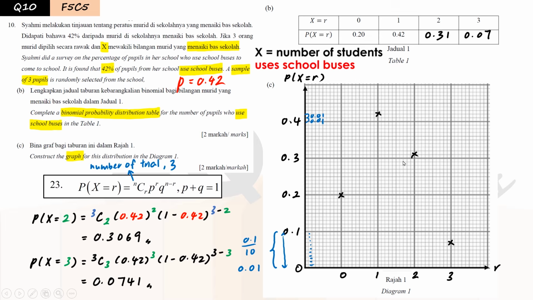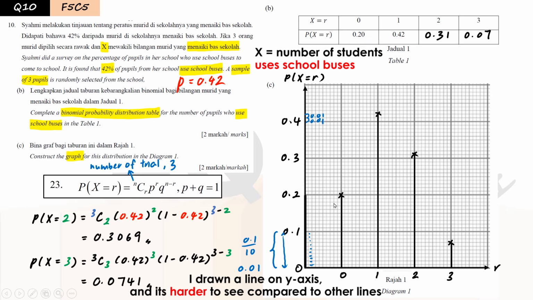The last step is to draw the vertical lines from the plotted points to the x-axis here. It will be something like this. From the plotted points, go down to the x-axis. And with that, we have drawn our binomial probability distribution graph.